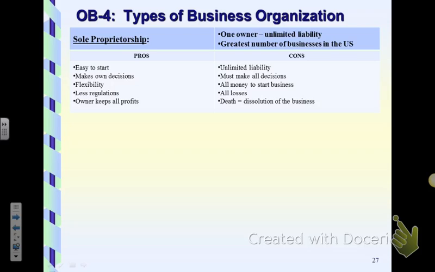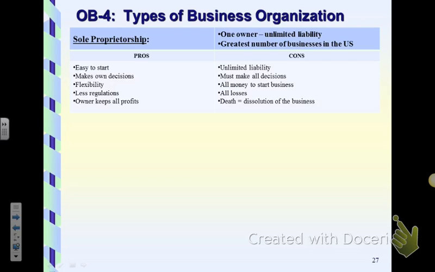A sole proprietorship is an entity that's owned by one individual, and that individual has unlimited liability for that business. So if the business gets sued, the owner is sued personally. Sole proprietorships are the greatest number of businesses in the United States. They're not the largest in terms of dollars, but they're the greatest number of businesses.